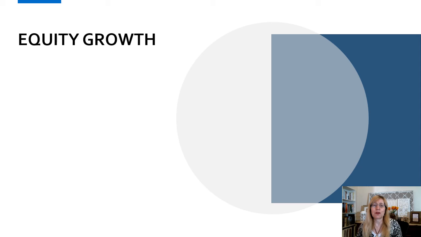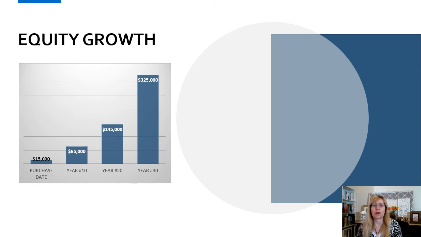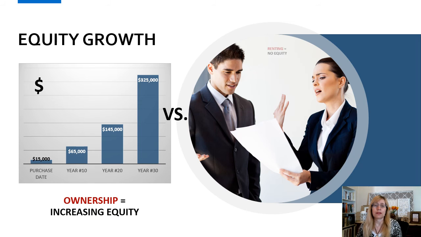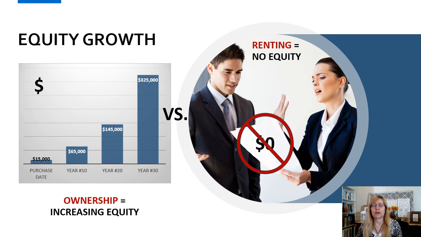In this graph, the homeowner's equity continues to grow over time. We see that it increases exponentially in the long run. In contrast, the renter has no equity, neither in the short run nor in the long run. Let's see how real estate equity grows.